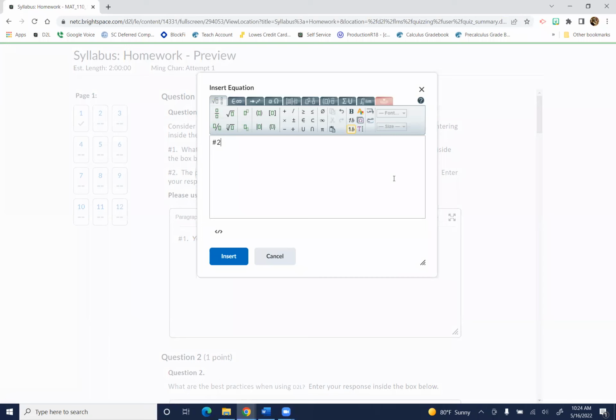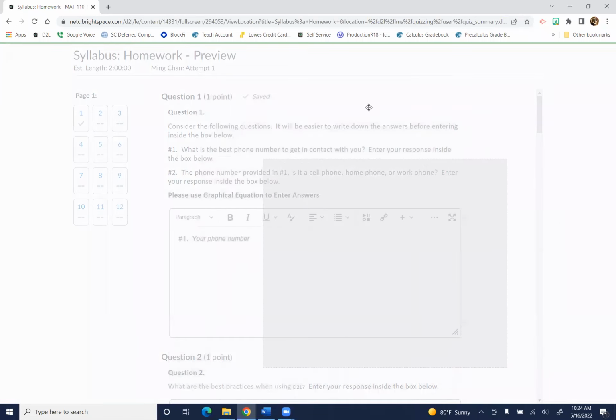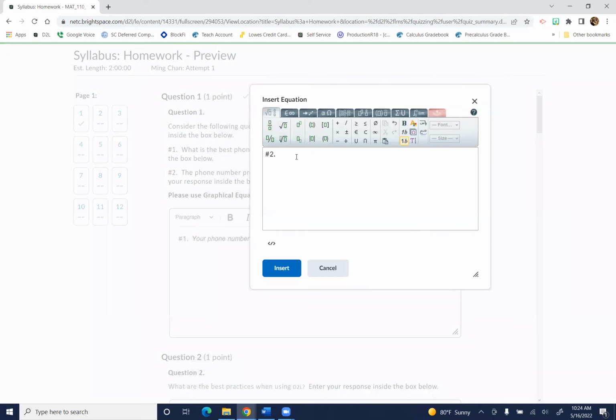So number 2, space. The phone number you provided is a cell phone, home phone, or work phone. Cell, work, or home phone. All right, tell me which one is which, please.